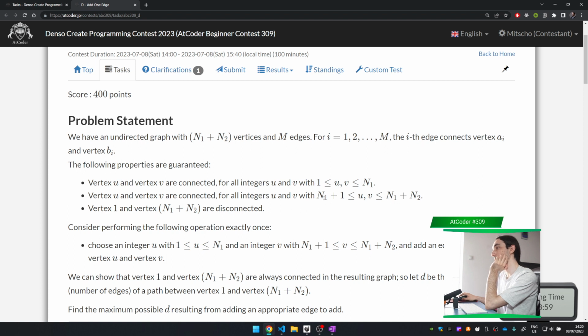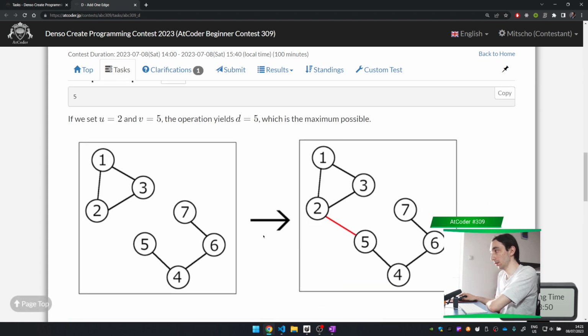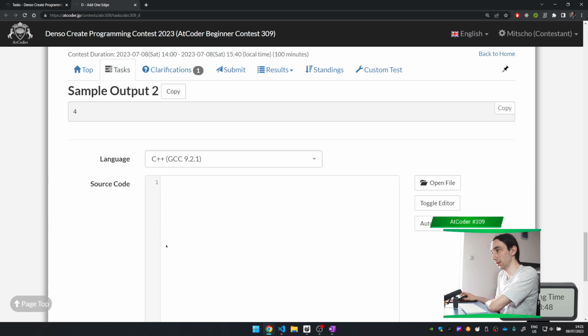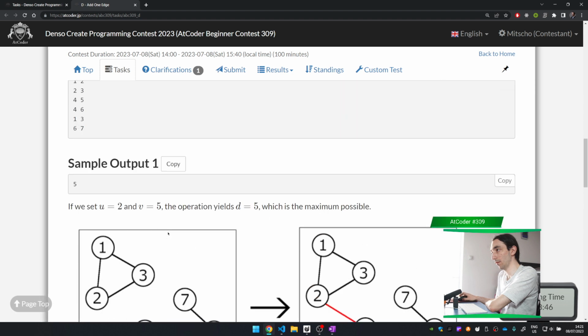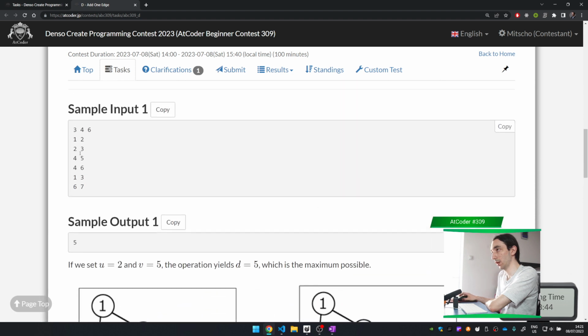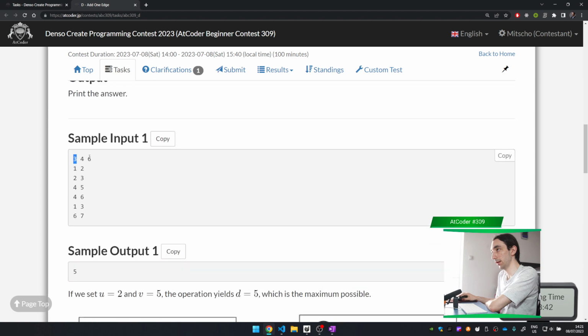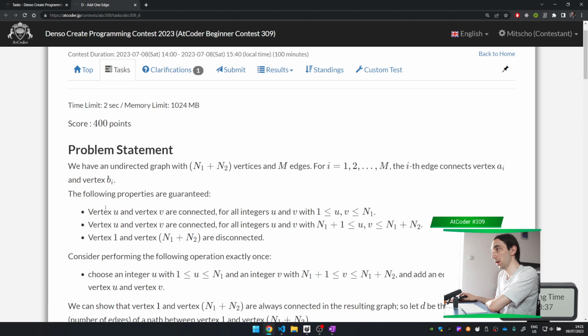Vertex n plus 1. Wait, why is that not a clique? So n here is 3, and then we have 4 edges. Oh, so yeah, 4 edges. Okay, the guaranteed properties are just connection, not cliques.